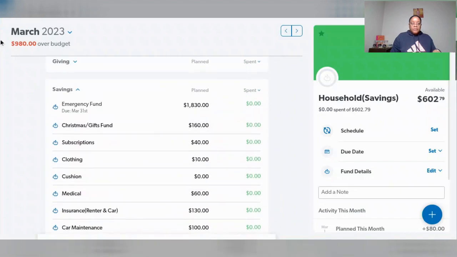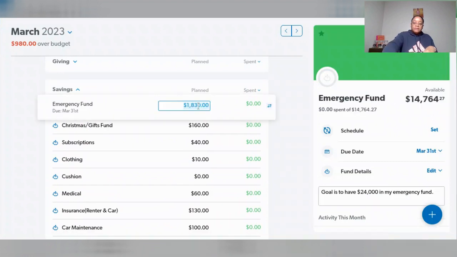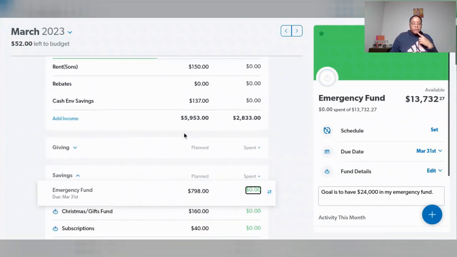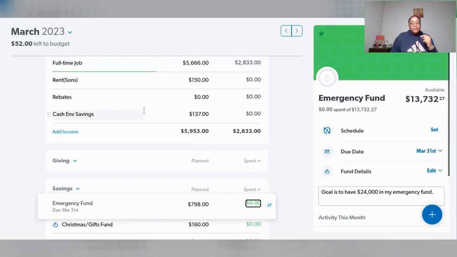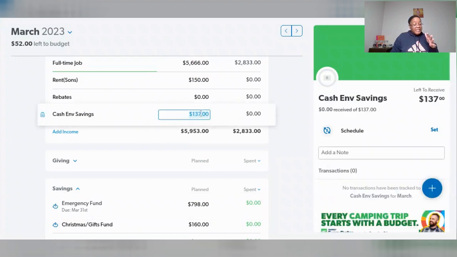And so you see, I'm 980 over budget. And so what I projected to be my emergency fund was 798. So I'm $52 left to budget. So the cash envelope savings, it wasn't $137 that I'm adding into March. It was technically 80. Should have been 86, but it was 80.